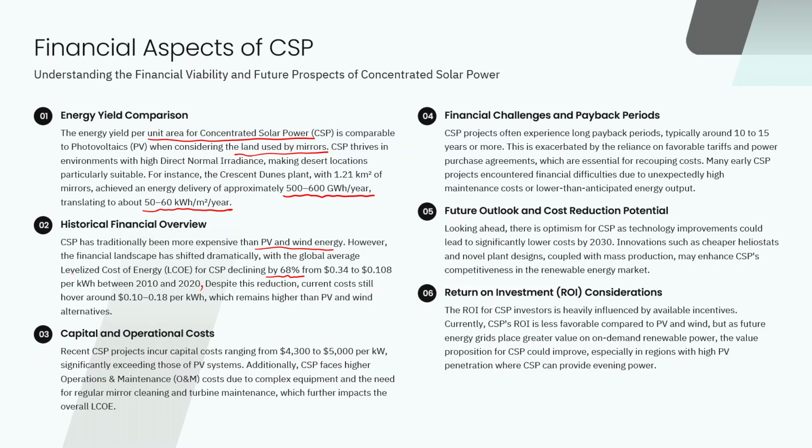But despite this reduction in the levelized cost of energy, the current cost is still around $0.10 to $0.18 per kilowatt hour, which remains a little high compared to the PV and wind alternatives.